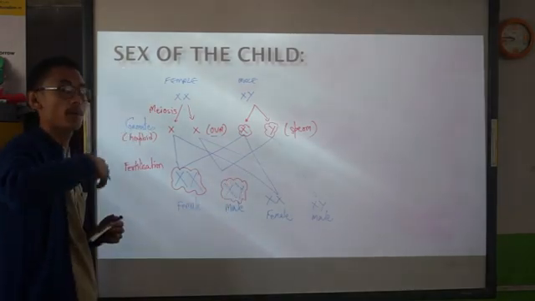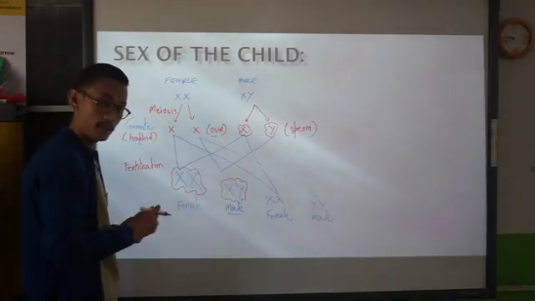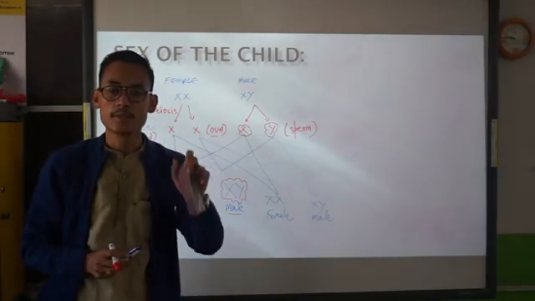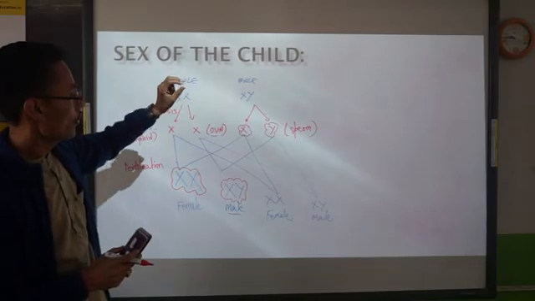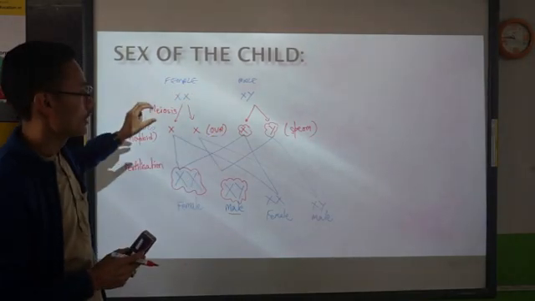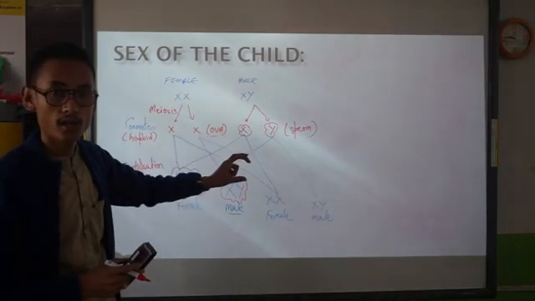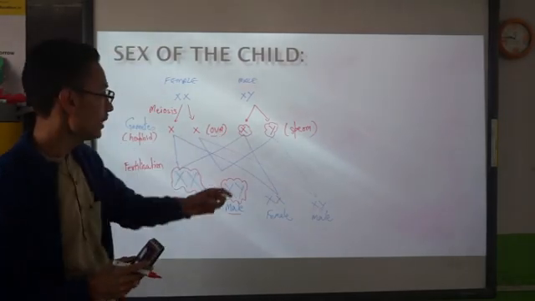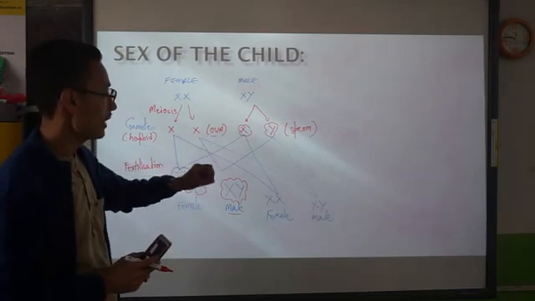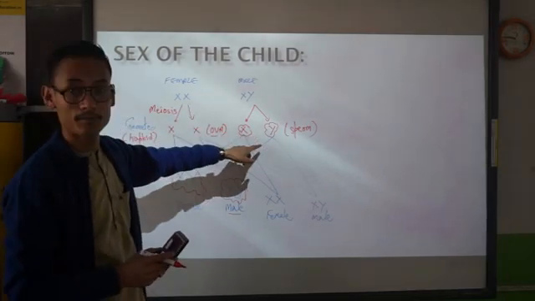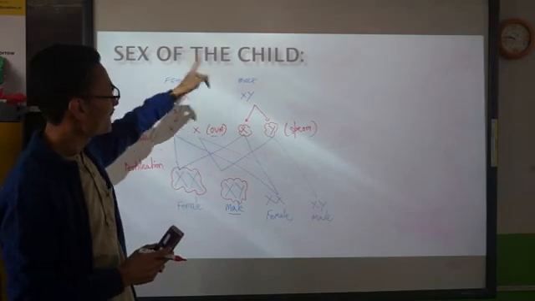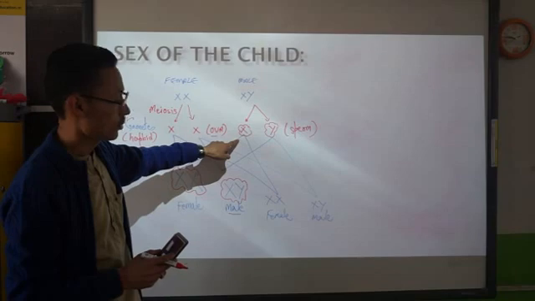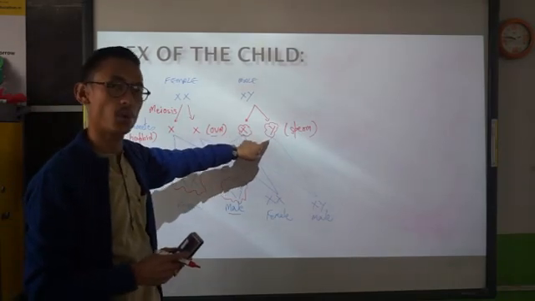That is, the zygote will develop into the male sex. Clear? So here we can say that the sex determination is dependent on what type of sperm will fertilize the ova. Because ova or the egg, which is the female gamete, always bears the X chromosome, whereas the type of sperm that will help in sex determination, because sperm carries X chromosome and Y chromosome.